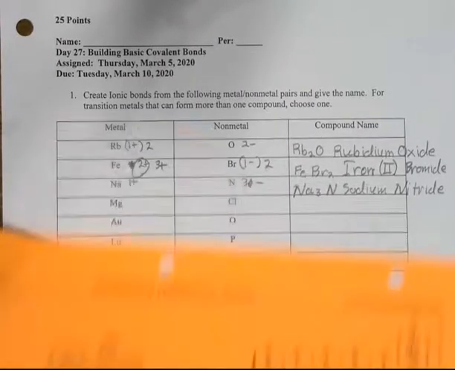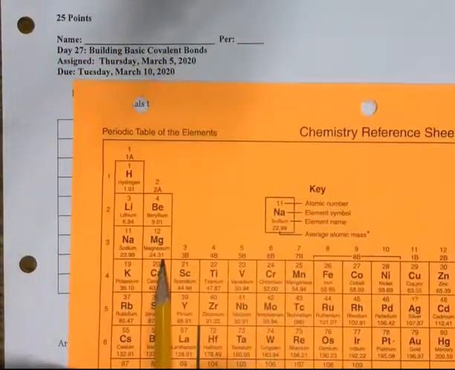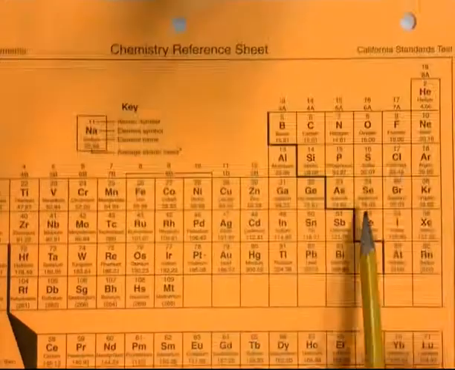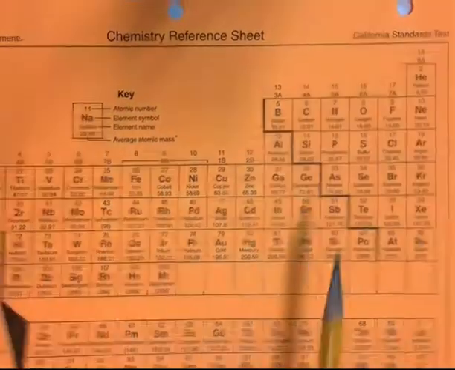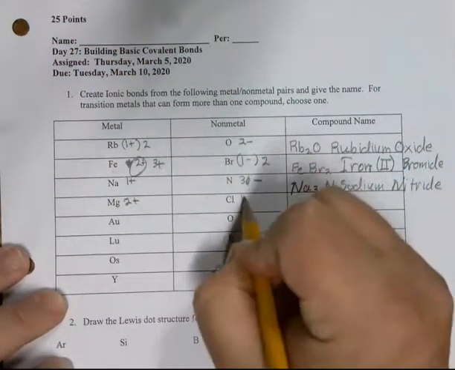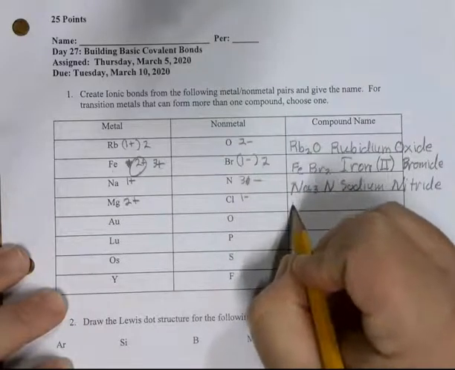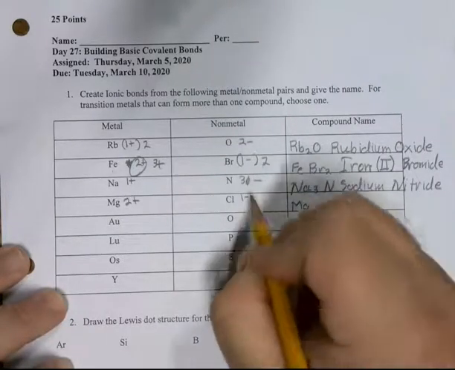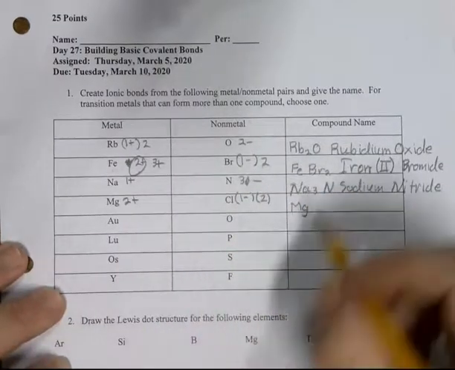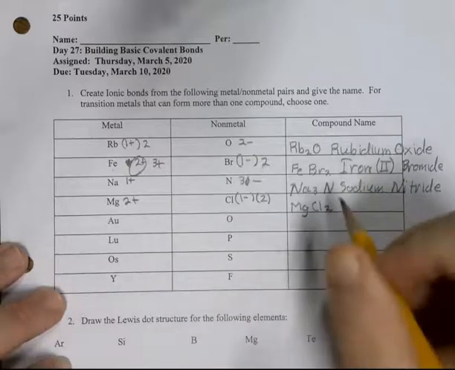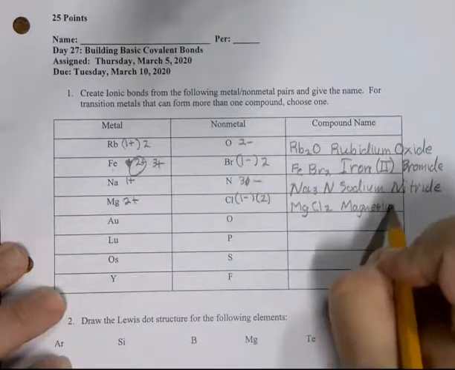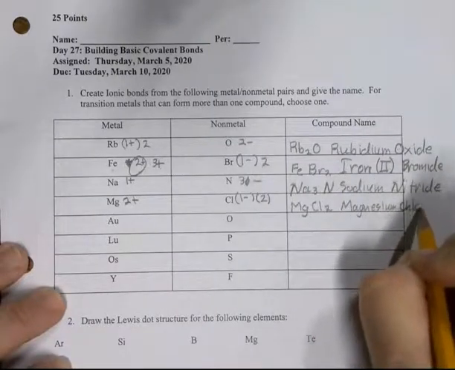Magnesium and chlorine. Magnesium right here is a +2. It wants to lose 2 electrons to be like neon. And chlorine is right here. It wants to gain 1 electron to be like argon. So this is going to be a 2+, a 1-. That's going to be Mg. And then you're going to need 2 of these chlorines to match up with that. So it's MgCl2, and it's magnesium chloride, IDE.